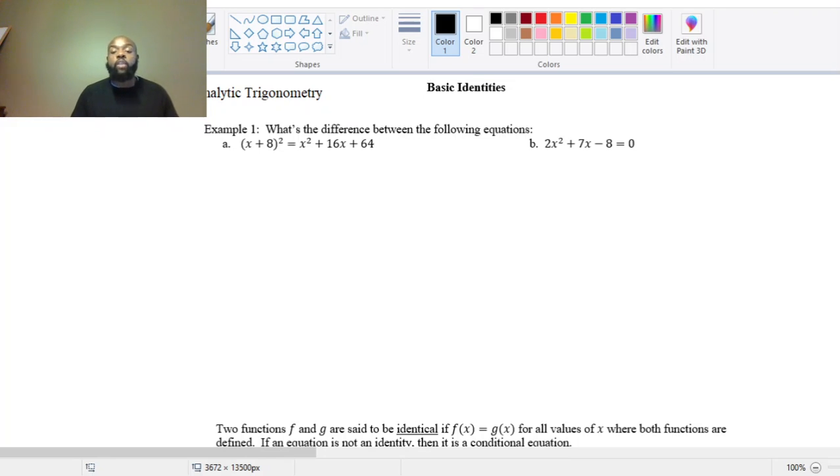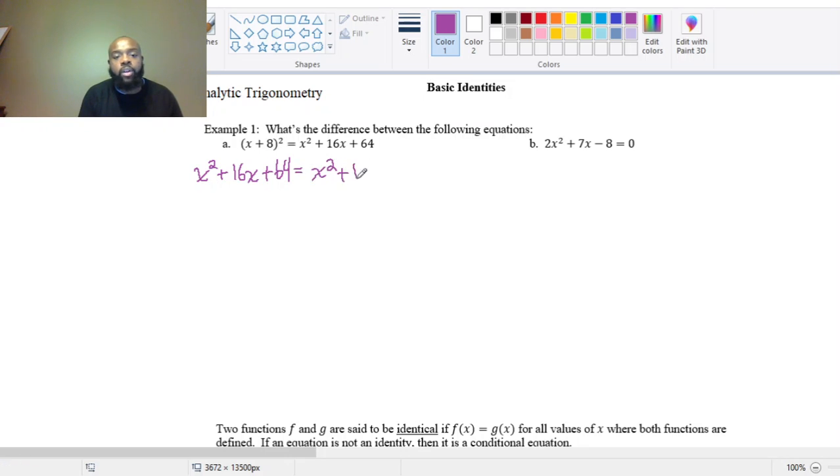All right. And so first we're going to review what an identity is for math, right? We have two equations here, and I want to know what's the difference between these two equations. If I were to try to solve this equation to the left, since it is a quadratic equation, I can expand this. So if I expand that, that's going to be x squared plus 16x plus 64, because this is x plus 8 times x plus 8.